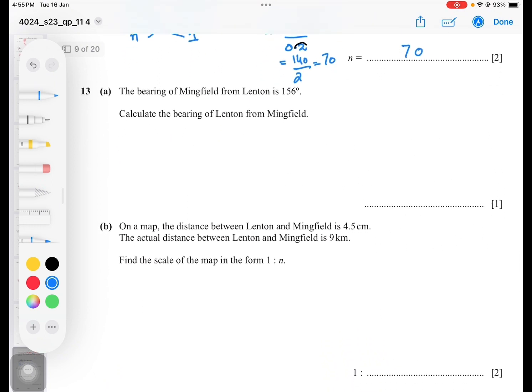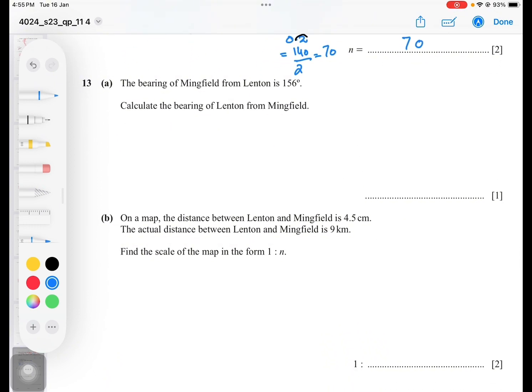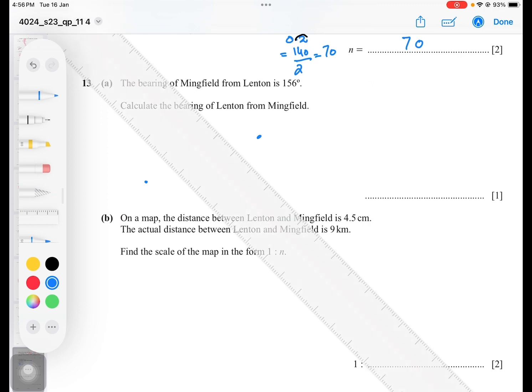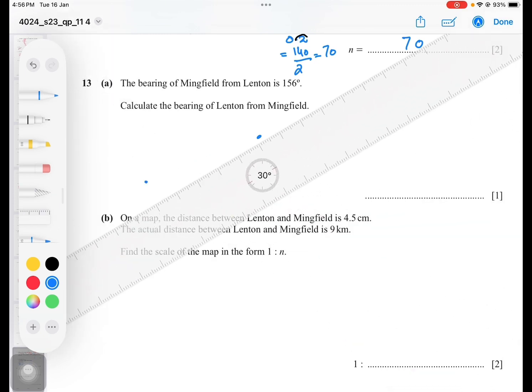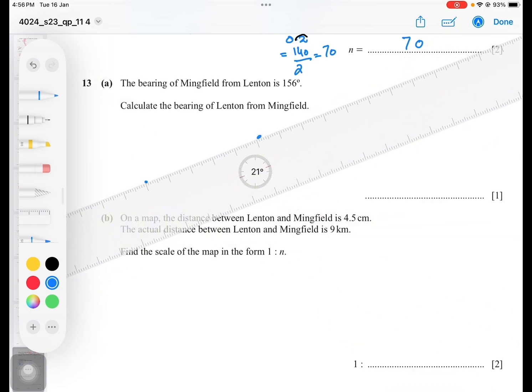Question number 13. The bearing of Mingfield from Lantern is 156 degrees. Calculate the bearing of Lantern from Mingfield. Okay, so this is the point for Mingfield and this is the point for Lantern. So I'm just going to make the line.